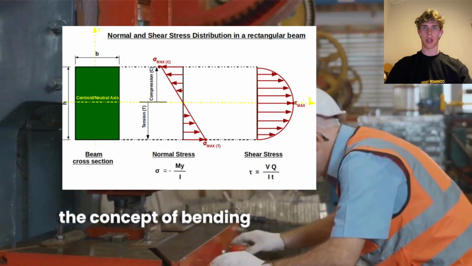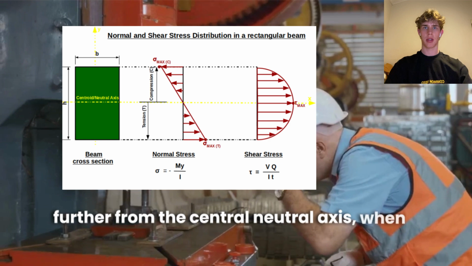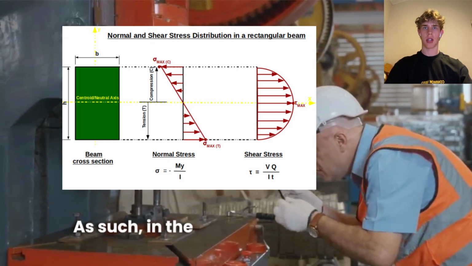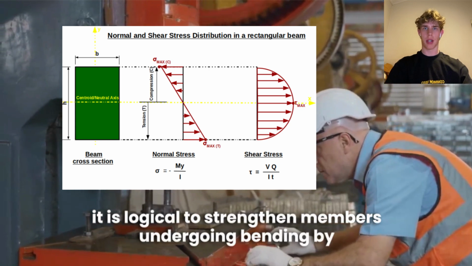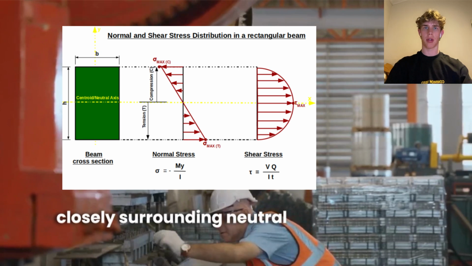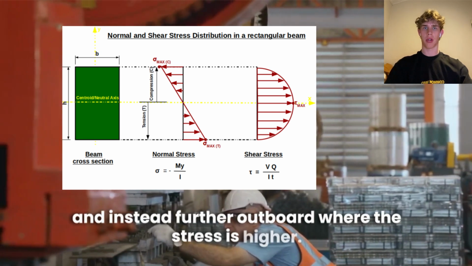Principal to the concept of bending moments is that, when examining further from the central neutral axis, when a UDL is applied, stress increases linearly. As such, in the case of the wind turbine, it is logical to strengthen members undergoing bending by placing material away from the low concentrations of stress closely surrounding the neutral axis where it is not needed, and instead further outboard where the stress is higher.